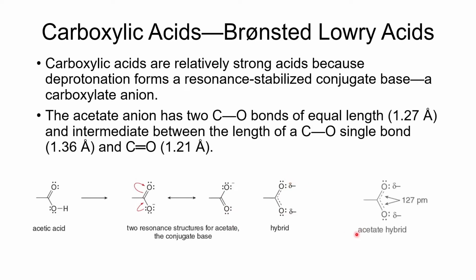If we look at the bond lengths for the conjugate base, this one is acetate, but it's going to be true for other carboxylates. We're going to find that the bond length for the carbon-oxygen bond in the carboxylate is going to be about 127 picometers, or 1.27 angstroms. That's right between a carbon-oxygen single bond at about 1.36 angstroms and a carbon-oxygen double bond at about 1.27. That tells you that these really are about 1.5 bonds.